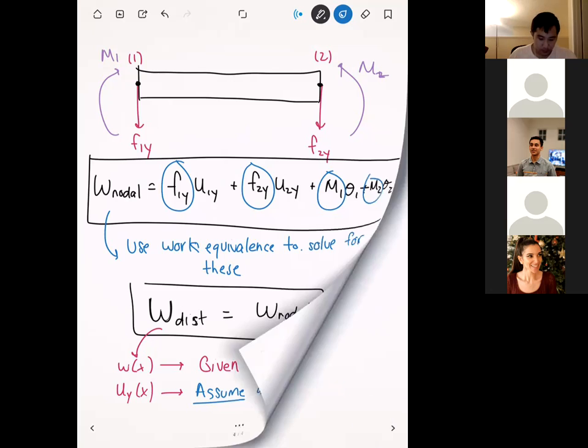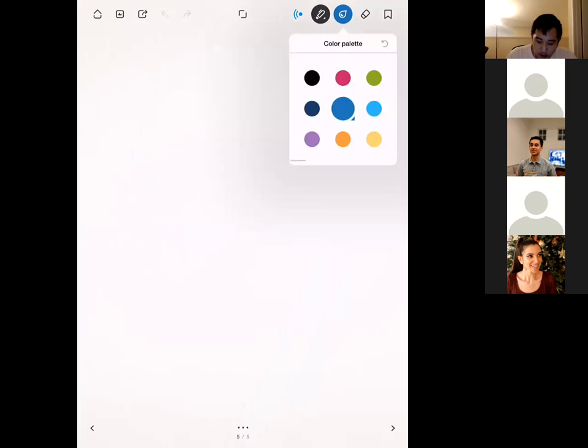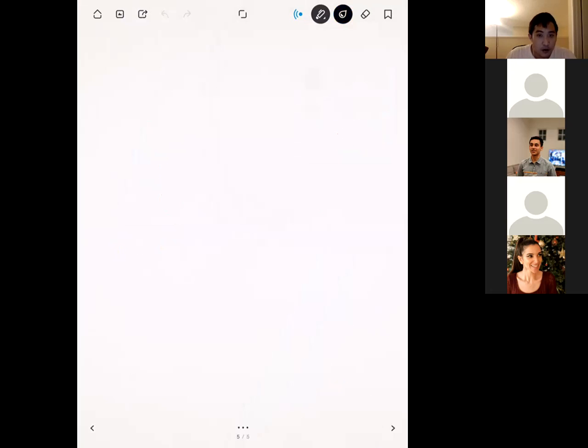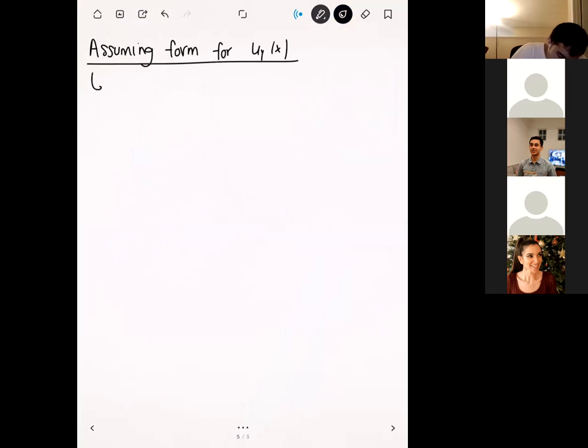Okay. All right. And so let's go ahead and start talking about how we're going to assume Uy of x. Right, so just to start us off, let me give Uy here a formal definition. Okay? And so Uy of x here, this tracks the transverse displacement on the beam as a function of x.